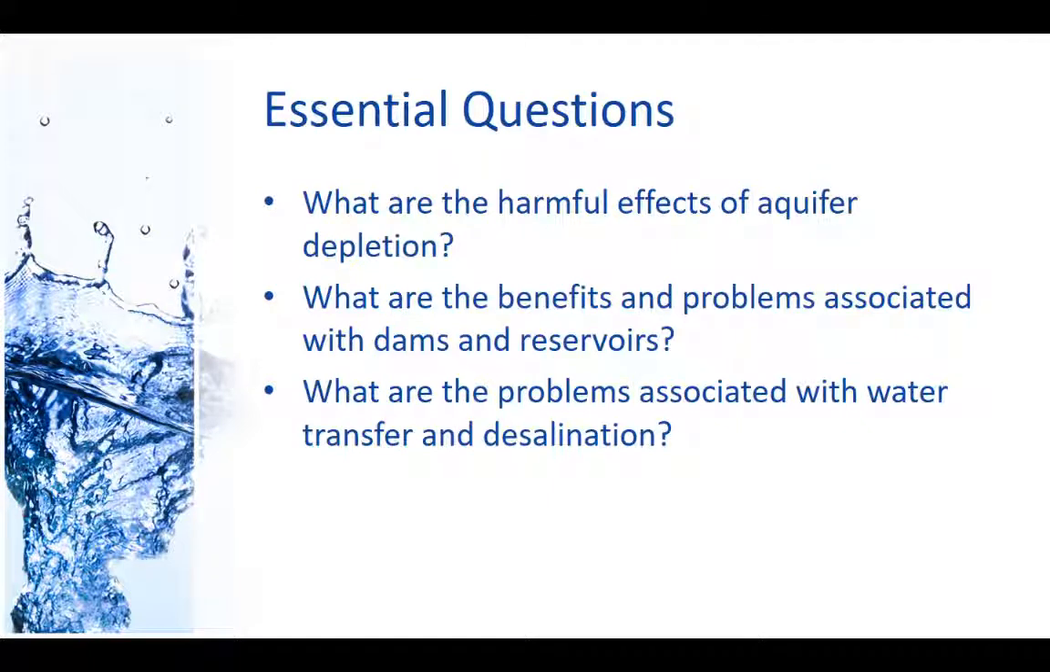Here in the Pacific Northwest, we definitely have dams that we're dealing with when we start looking at the Columbia River, when we start looking at the Snake River. And what are the benefits of those dams, but what are the drawbacks as well? And number three, what are the problems associated with water transfer and desalination?